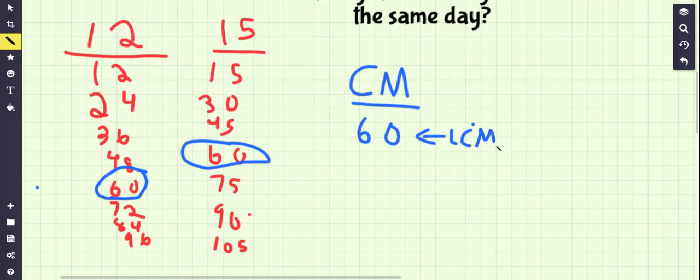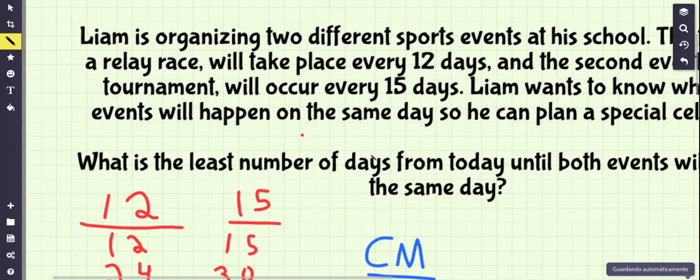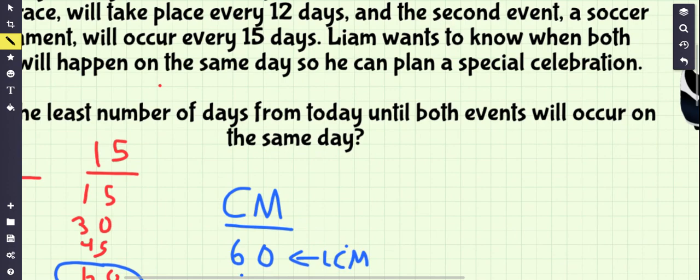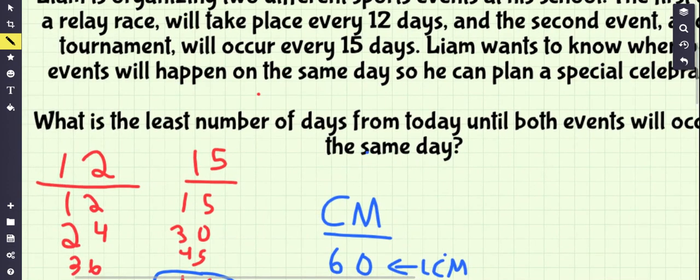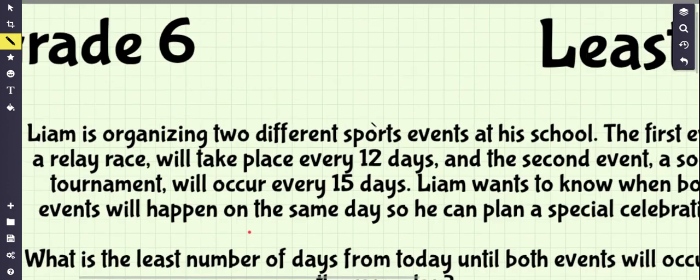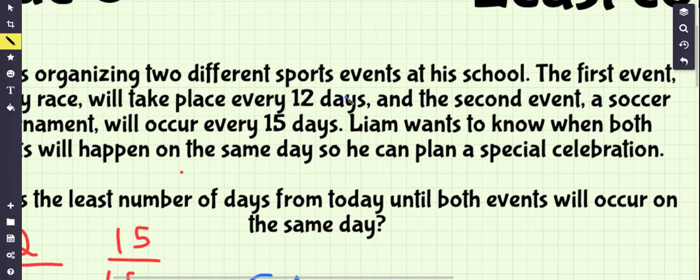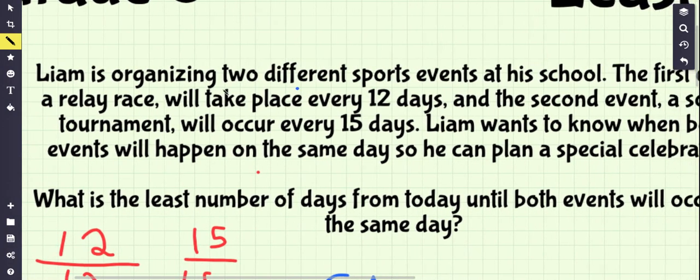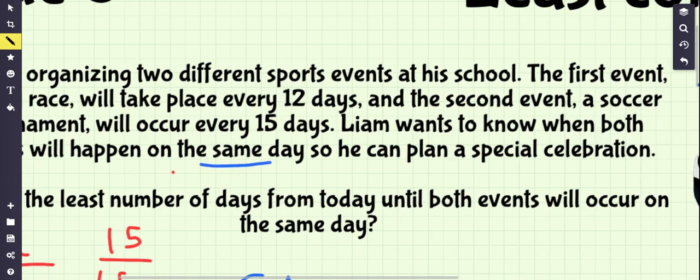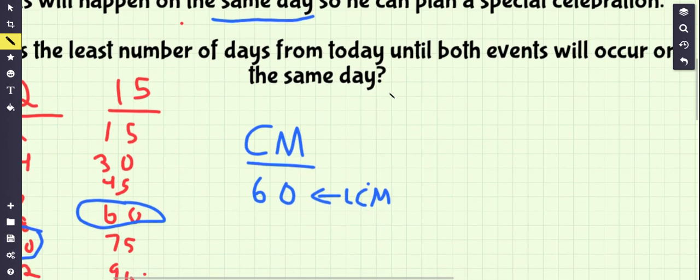Now we can finish the problem. The least number of days from today until both events occur on the same day will be 60 days from now. When you identify word problems, you have to make sure you identify the numbers and the keywords. If it means the same day, we're probably going to find the least common multiple. It means that two numbers that have a lot of multiples have the same number in both. It's confusing, but I just explained it here.